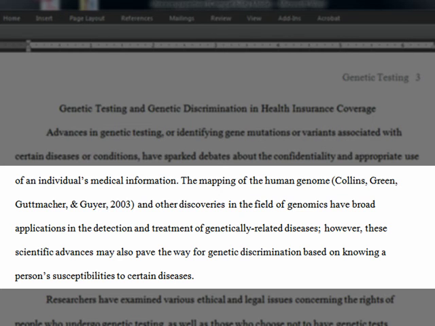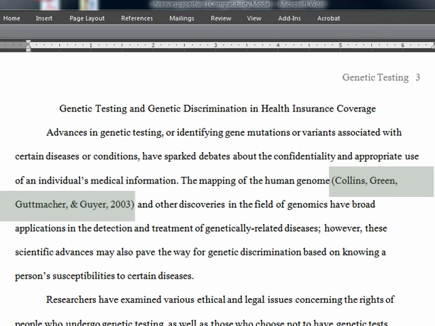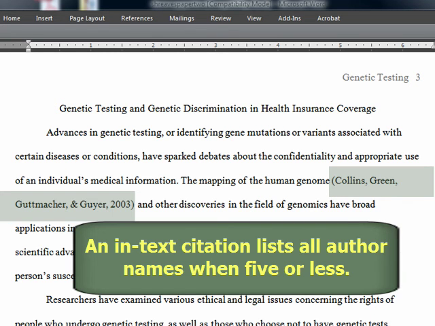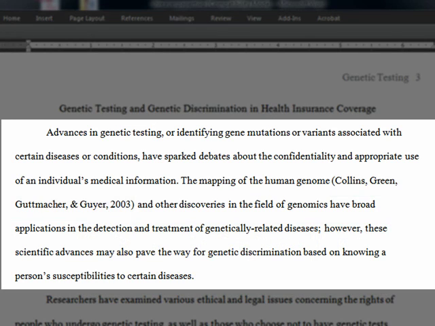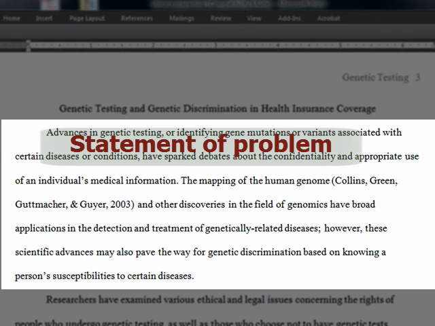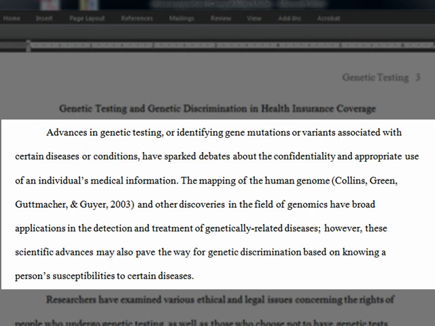Let's pause here and take a look at that in-text citation. This source has 4 authors. Notice that ampersands are used to join a group of authors' names, not the word "and." And the next thing to notice is that in APA in-text citations, you give all of the authors' names up to 5. It is only after 5 that you use "et al.," or "others."